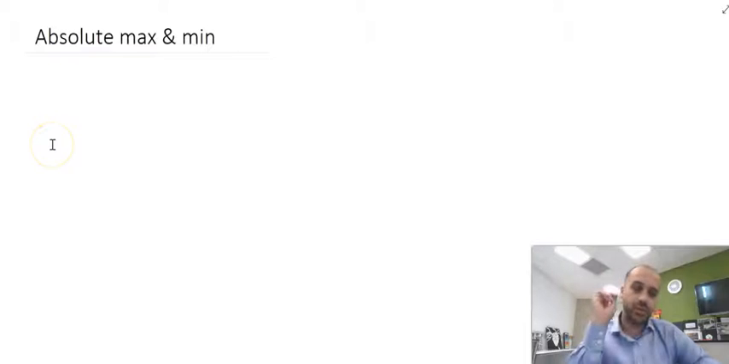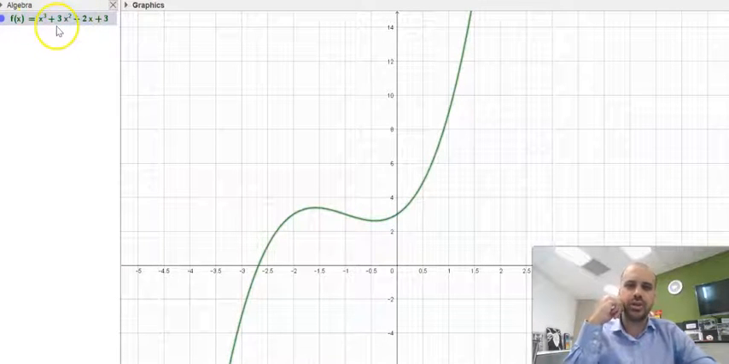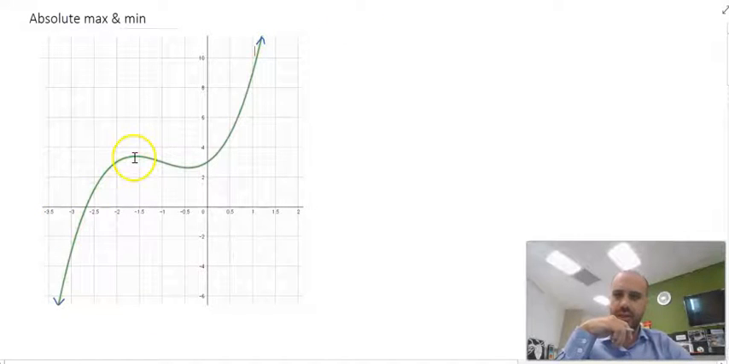So in this video I'm going to be talking about absolute maximums and absolute minimums. We're going to need to look at a graph first. So here I've graphed a neat little cubic here. This is the equation of that cubic. I'm just going to copy and paste this so we can start drawing on it. So this is our cubic function right here.